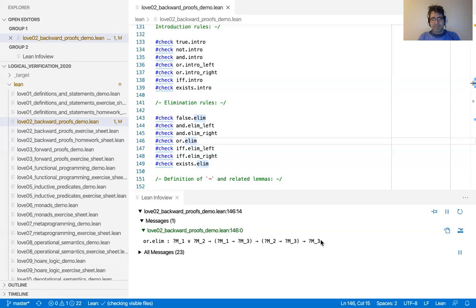The OR elim is quite complicated. So you say it's kind of a little logical trick. You have an OR, A or B. And then you say, well, if you can prove under assumption A that you have C, and under assumption B that you have C, then you can prove C for any C. So this allows you to do a case split, right?